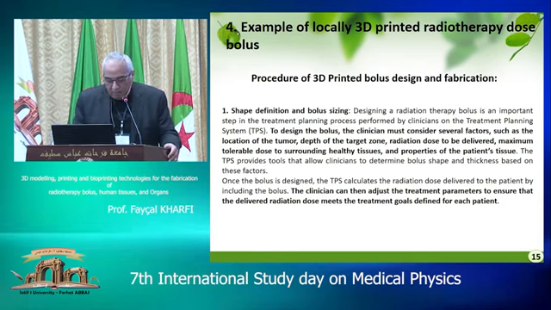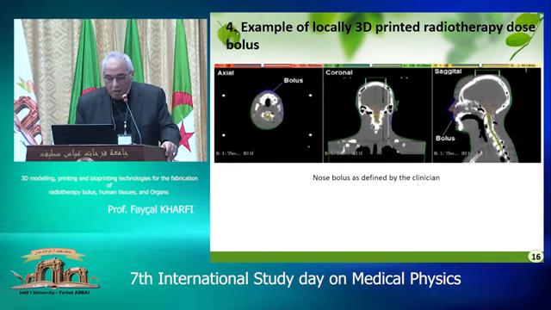This phase was achieved by our team. So we included in the TPS two kinds of material that can be used for bolus fabrication. The first one is the PLA and the second is the TPU. We characterized them, and we introduced their characteristics into the treatment planning system. So the clinician is now able to choose such materials as bolus materials.